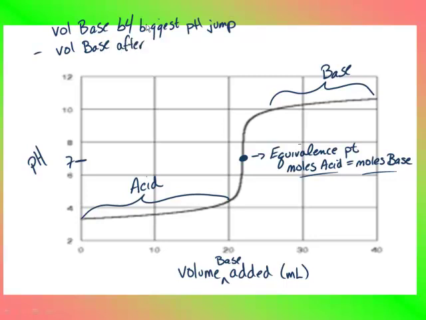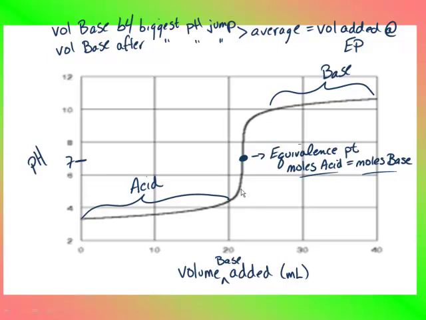I'm sorry, you don't subtract. You find the volume of the base before the biggest pH jump. You find the volume of the base after the biggest pH jump. Okay? And you take the average. And that's equal to the volume added at the equivalence point. Okay?